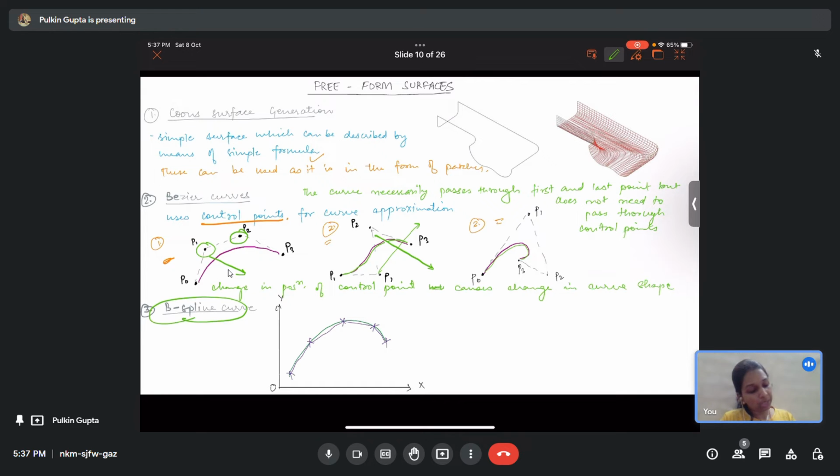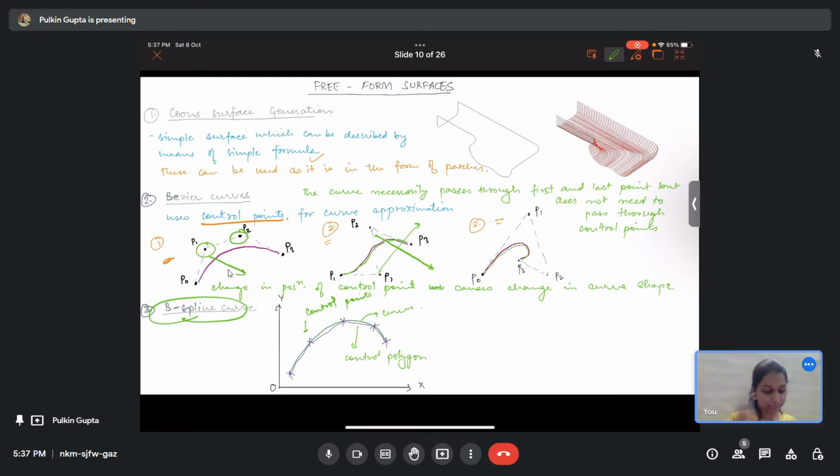Now comes the B-spline curves. In this, these are your control points. Okay. B-spline curve we are talking about now. Okay, these are your control points. Now this is your control polygon, this one in purple color. This is your control polygon and this is your curve, green colored one.